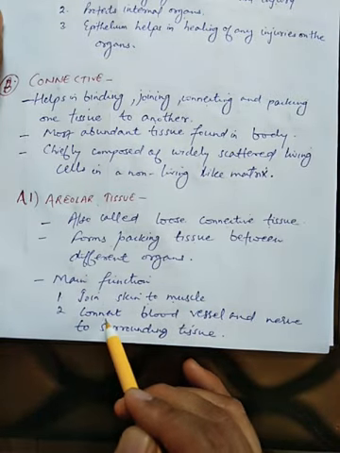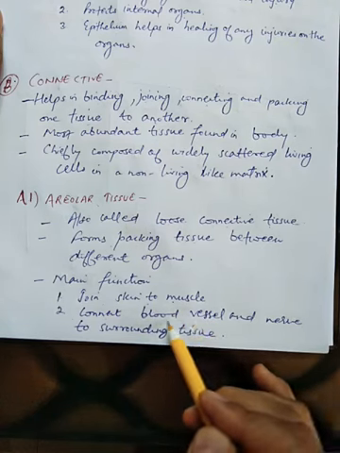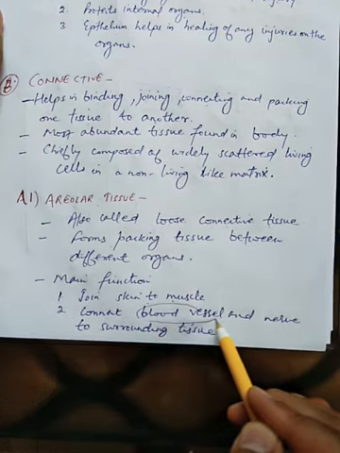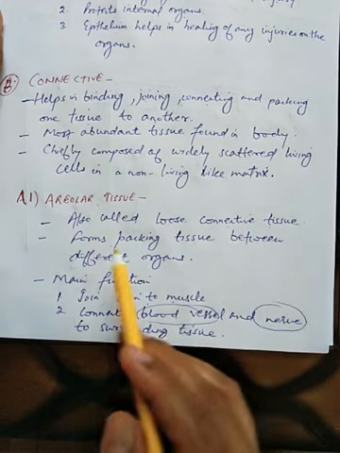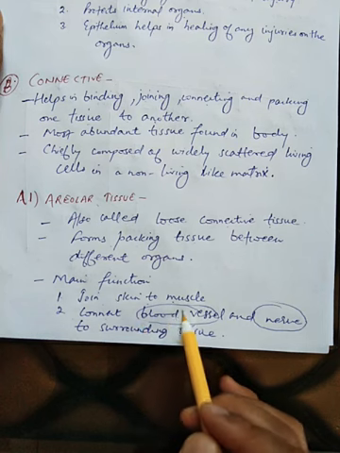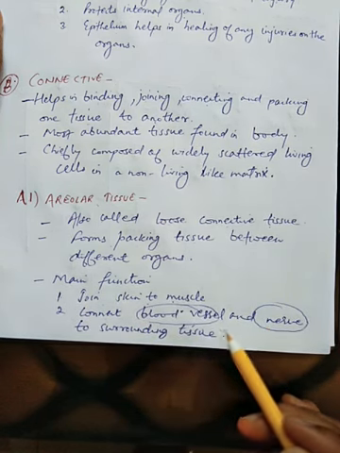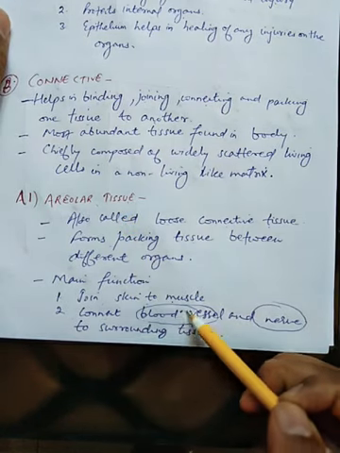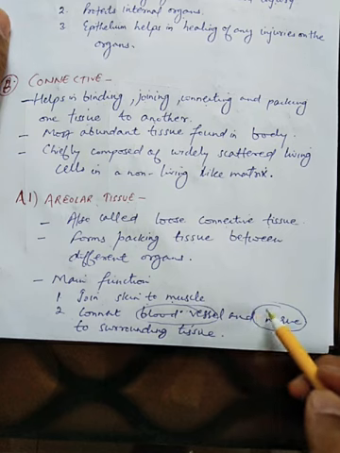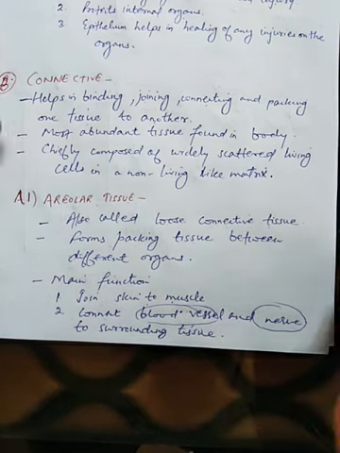You can see here, it connects blood vessels and nerves to surrounding tissue. Now see, important point here: blood vessels and nerves. So this areolar tissue is connecting blood vessels, very important, and nerves to surrounding tissue. If this areolar tissue is not there, then they will not be connected to the surrounding tissues and their functions will not be proper.